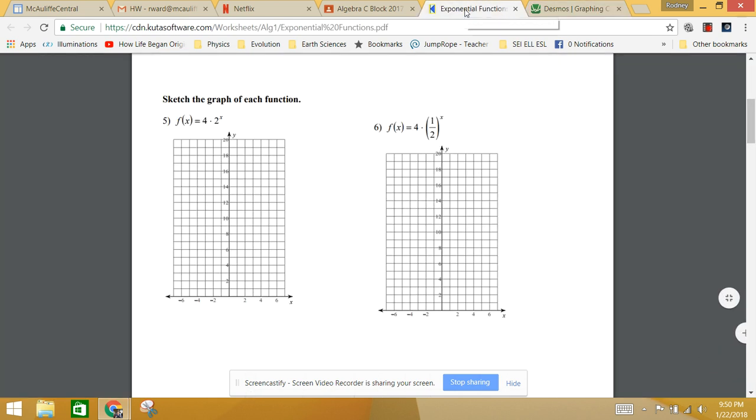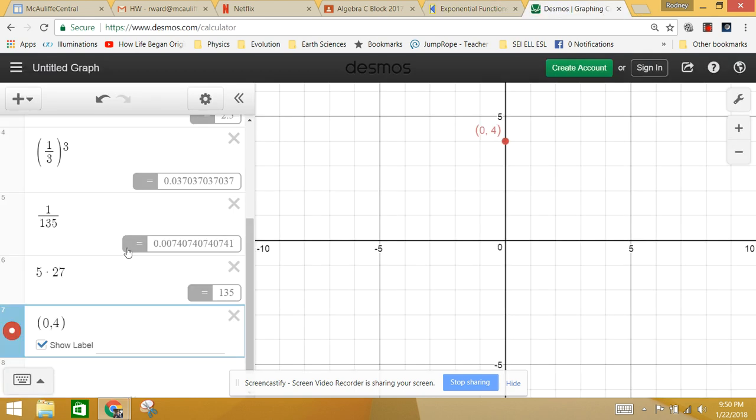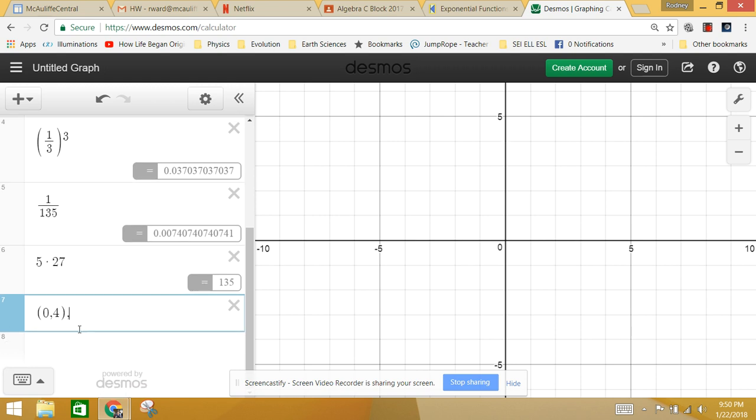Now, we go back, we can plug in 1. Okay, 4 times 2 to the first power is just 4 times 2. Okay, 4 times 2 is 8. So we've got a point at 1, 8.